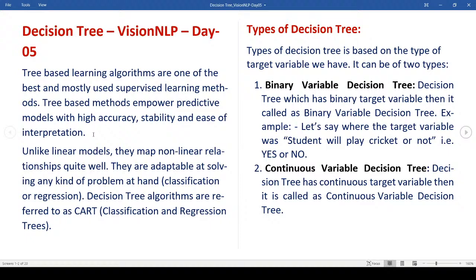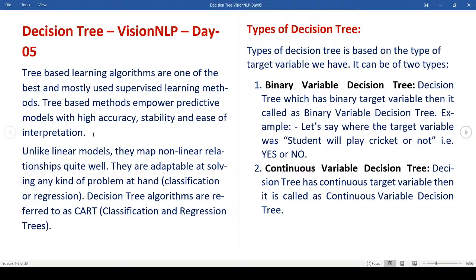So there are basically two types of decision tree, depending on the target variable given. One is the binary variable decision tree, which is of course a classification problem. If the decision tree has a binary target variable, then it's called a binary variable decision tree, for example yes or no, true or false. We can take an example where the target variable is whether a student will play cricket or not. And the continuous variable decision tree is where we have a continuous target variable, like when we have the historical data and we have to predict the future.